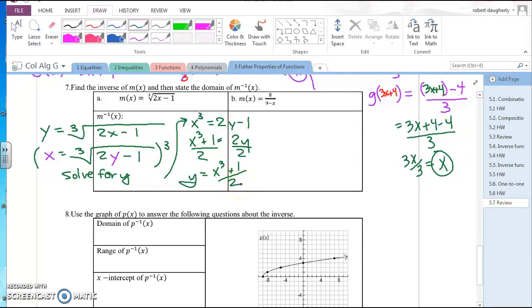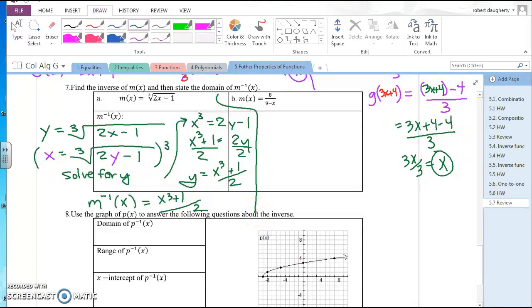So let's go back and write it in inverse notation. The inverse of m is x cubed plus 1, all of that, over 2. Let's look at the next one. Let's find the inverse here.